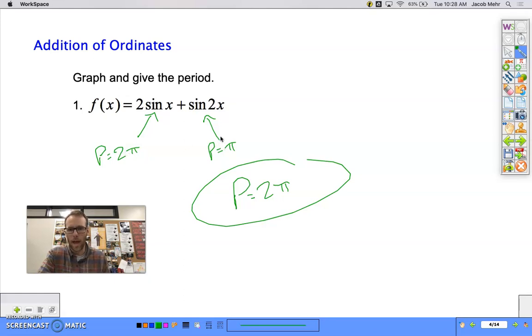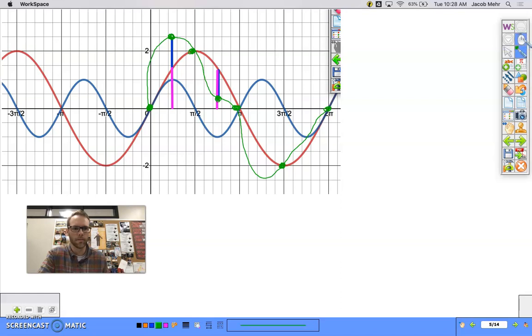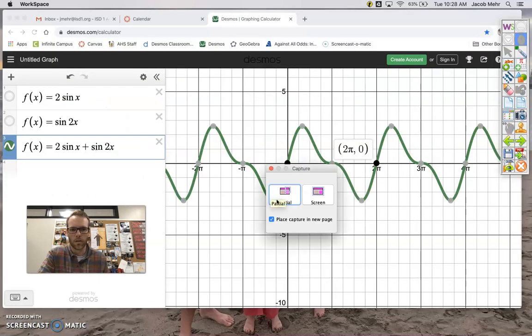Now, we're going to look at what happens when one period is not a multiple of the other. Let's see if we can figure that out. Okay, so we get that cool graph. I think we should probably take a picture of it. It's so cool.